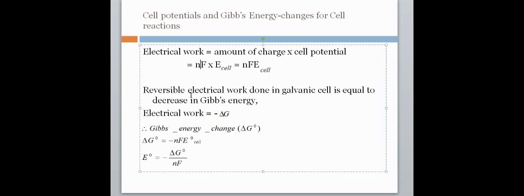Now reversible electrical work done is equal to decrease in Gibbs energy. So electrical work becomes negative delta G, which means minus delta G is equal to nFE cell, or in other words, the standard Gibbs energy change becomes negative nFE0 cell. So if I have to find out E0, the standard cell potential in terms of Gibbs energy change, I can get an equation like this, that is E0 is equal to minus delta G0 upon nF.